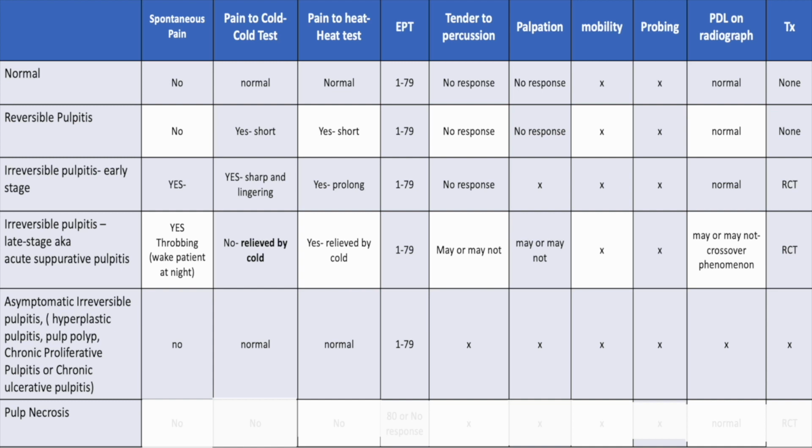Last is pulp necrosis. Pulp necrosis, you will not see a spontaneous pain. You will not see pain to cold. You will not see pain to heat. You will not see any response to the EPT. Some EPTs may only give you response yes or no or some kind of numbers. The one that we use at Dalhousie University has 1 to 80. 1 to 79 is vital, but 80 or no response means EPT is showing that the pulp is necrosed. So in pulp necrosis, EPT will give you no response or a reading of 80.